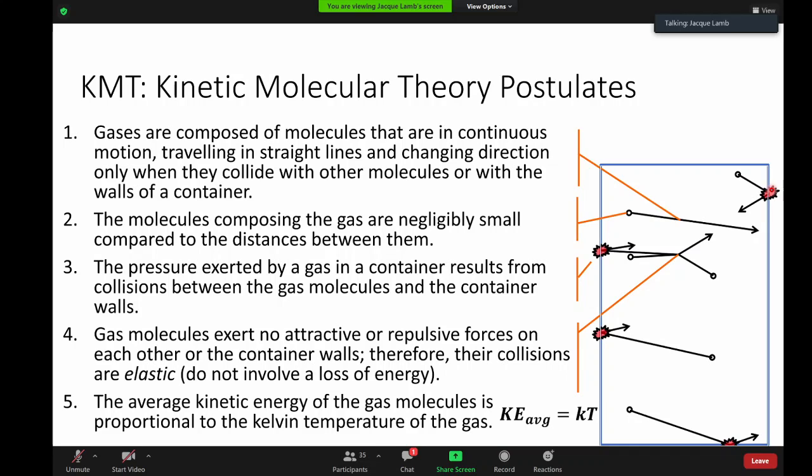And the final postulate is that the average kinetic energy of a gas is proportional to its temperature in Kelvin. So KE average, or average kinetic energy of the gas, is equal to some constant times its temperature in Kelvin. This is why we need to have temperature in Kelvin when we're doing gas laws.